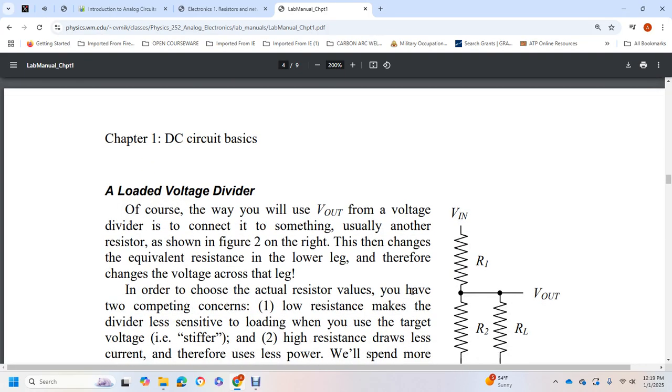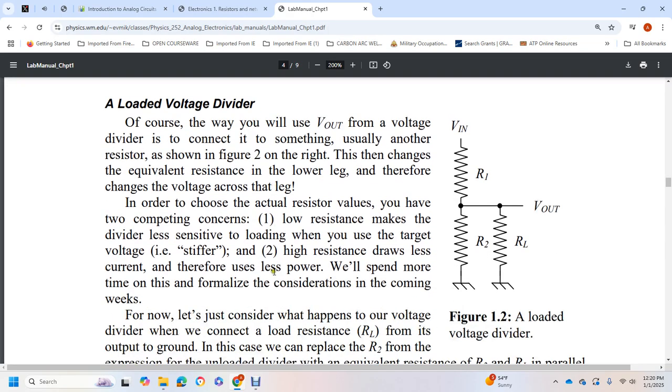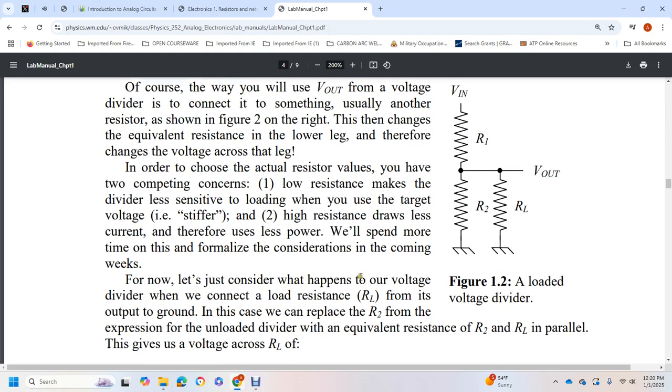Alright, a loaded voltage divider. Of course, you will see that the output of the voltage divider is connected to something, usually another resistor, as in Figure 2. But then the equivalent resistance of the lower leg will change, and therefore so will the voltage across the leg. In choosing the actual resistor values, you have two competing considerations. Low resistance makes the divider less sensitive to loading when you get the target voltage, while high resistance draws less current and therefore uses less power. We'll spend more time on formalizing these considerations in the coming weeks.